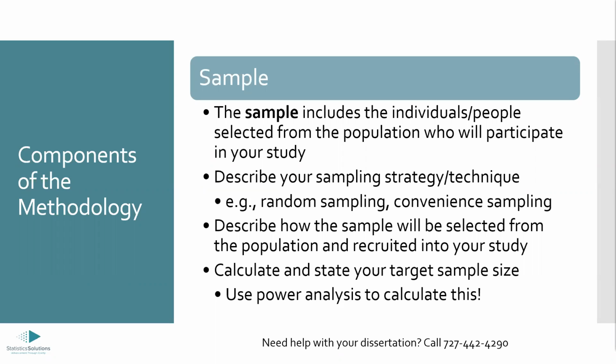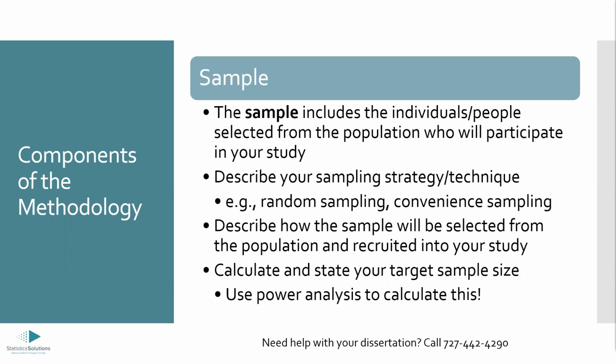And for your sample section, you will want to describe your specific sampling strategy or technique. There are two general approaches to sampling, which would be random or probability sampling, and then non-probability sampling. Random sampling means that you are picking individuals from the population completely at random, and this would imply that every individual in the population has an equal opportunity to be selected into your study.